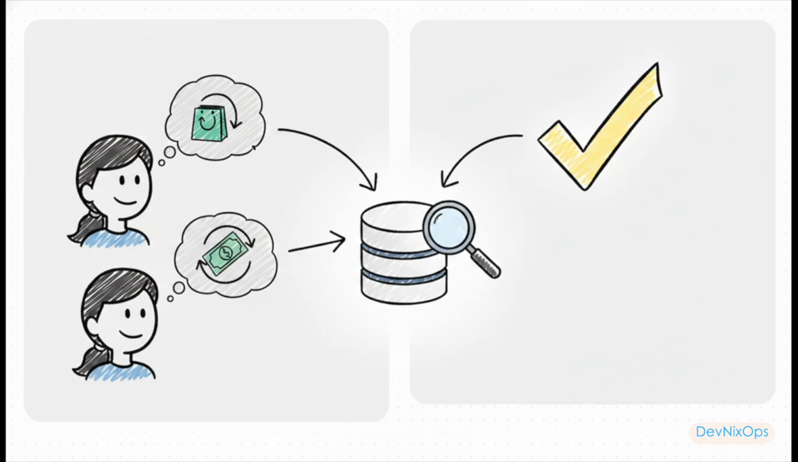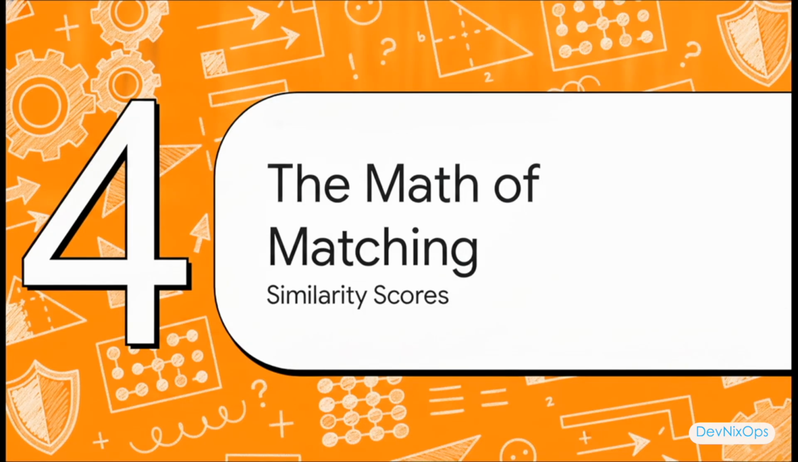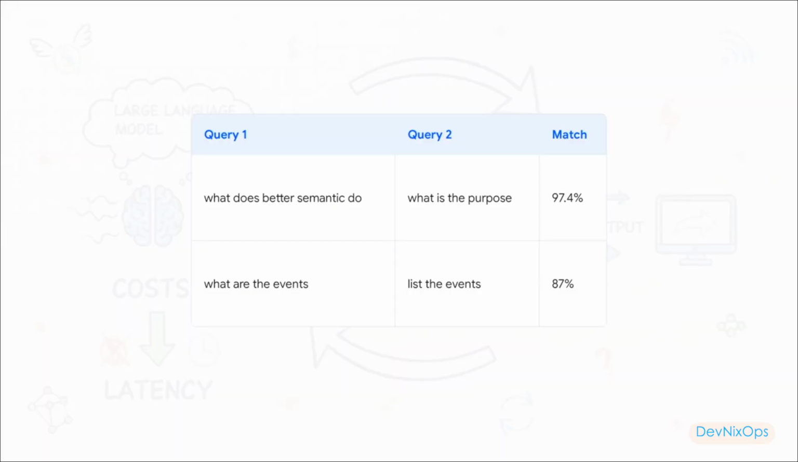But human beings use different words to express the exact same semantic intent. BetterDB understands that user 1 and user 3 are asking the exact same thing. So when user 3 asks their question, instead of routing that to an expensive LLM prompt, the semantic cache intercepts it and instantly serves the top result generated from user 1's previous query. You completely bypass the LLM. How cool is that? Moving right along to section 4, the math of matching.